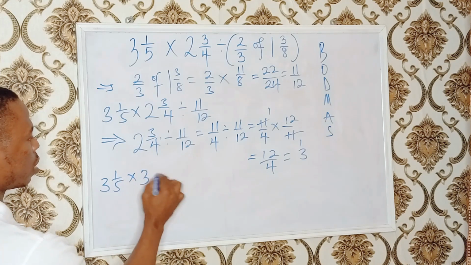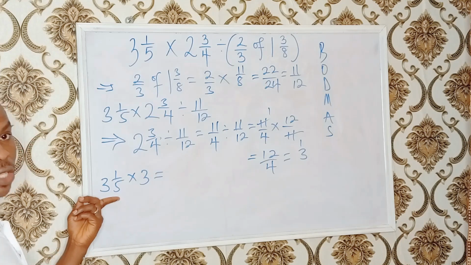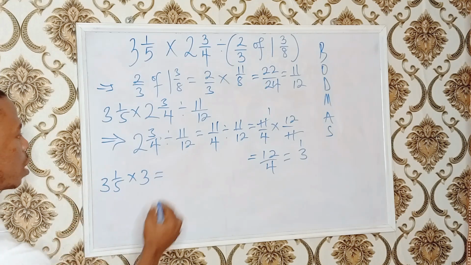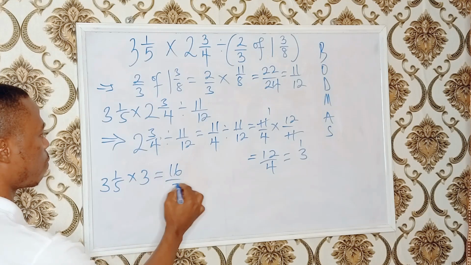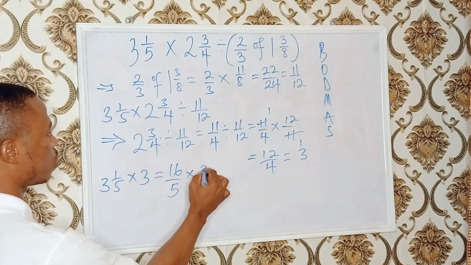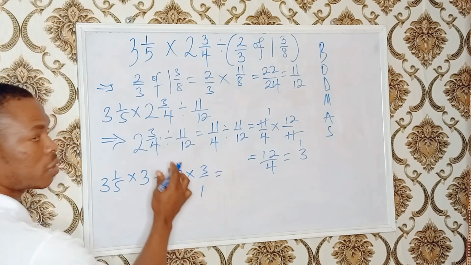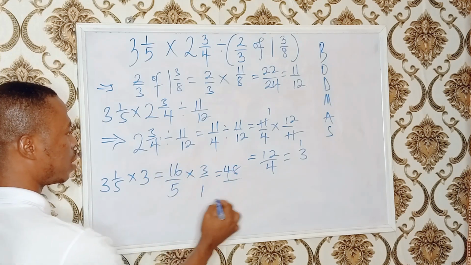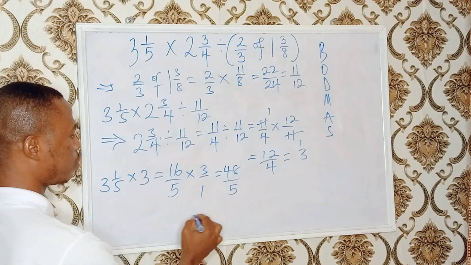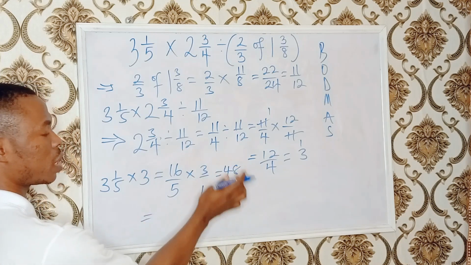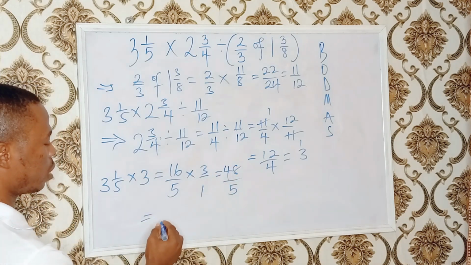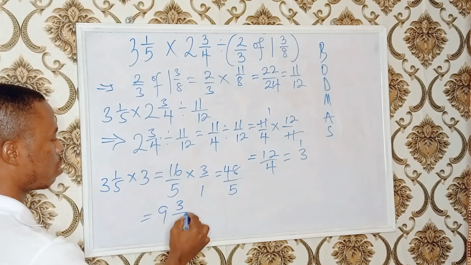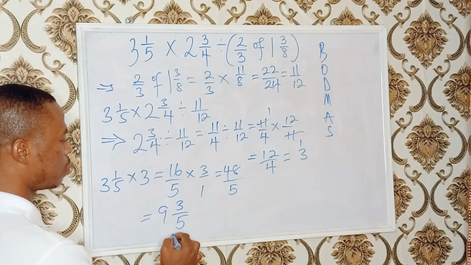times 3. Take this to improper fraction as well. 3 times 5 gives you 15 plus 1, that gives you 16 over 5 times 3 over 1. 16 times 3, that gives you 48, and then 5 times 1, that gives you 5. So what you have now is 48 divided by 5, which gives you 9 whole number, it remains 3 over 5. This is your final answer.